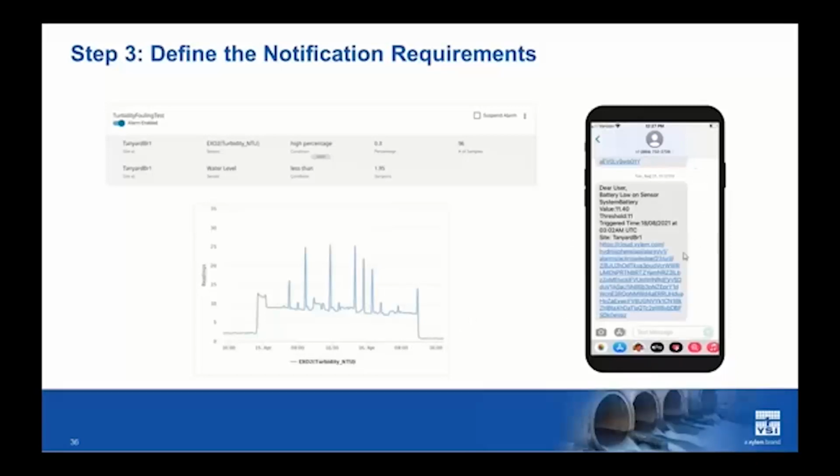Another example of an alert that Carrie had received, she also set an alert for when the battery power was low at her site. Really important for stormwater monitoring. If you've got a battery dependent system, you need to know if you're getting enough sunlight to recharge it, if you need to go out and replace it. Another great example of using alerts to help you in your stormwater monitoring system.